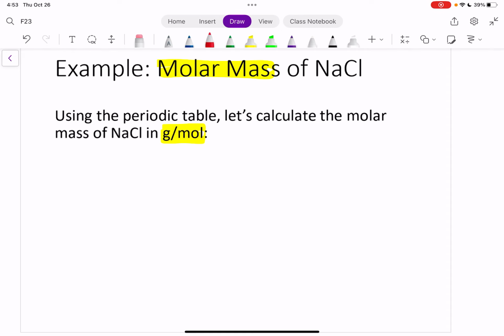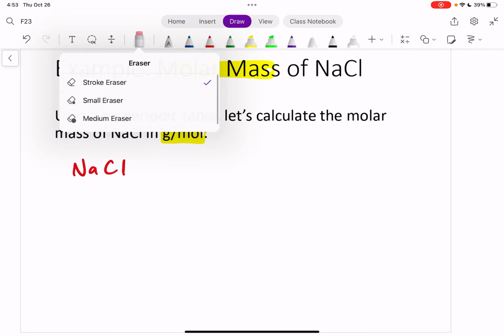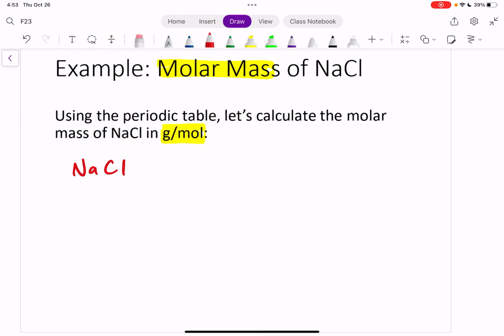And we want it in grams per mole. So Na, when we look on the periodic table, if we're looking at NaCl, we want the mass of this whole compound, the molar mass of this entire compound. So we've got to add up the masses of each of those atoms. So in this compound, we have 1 sodium atom, and that sodium atom weighs 22.990.